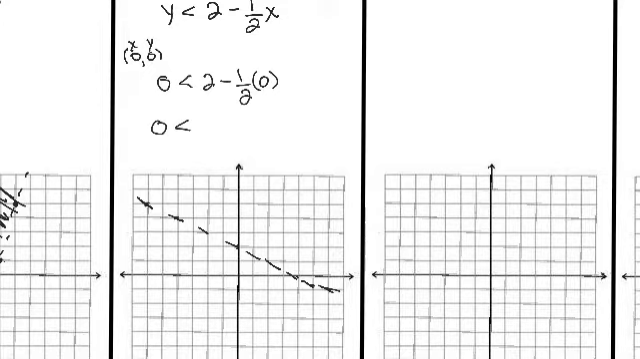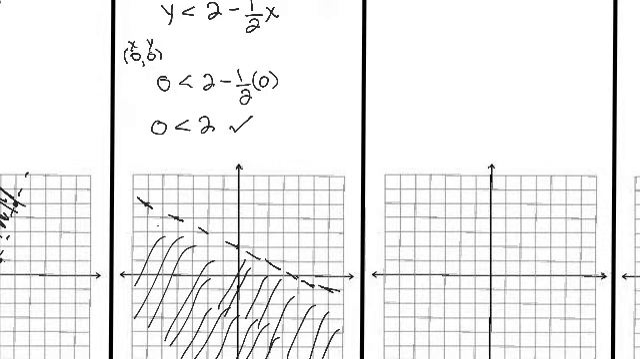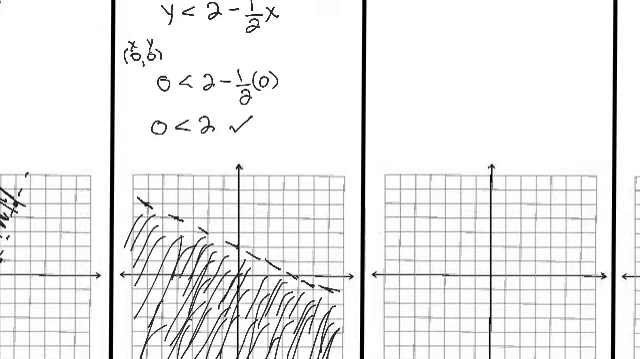0 is less than, well, 0 times negative 1/2 is 0. So that gives me 2. Is 0 less than 2? Yes, true statement. Okay, so we have to shade the side that includes the 0, 0, because that is a possible solution. So what this is saying is that any point south of this dashed line is a solution for that inequality.